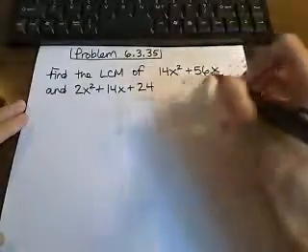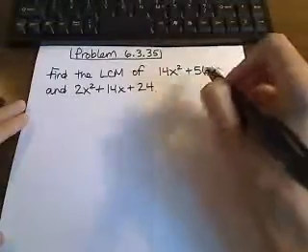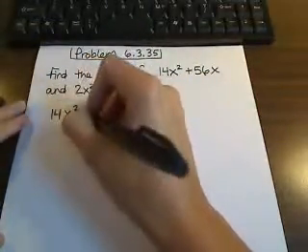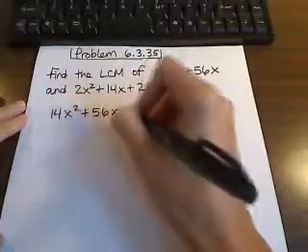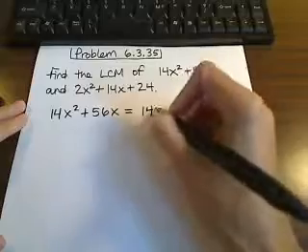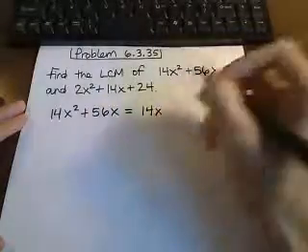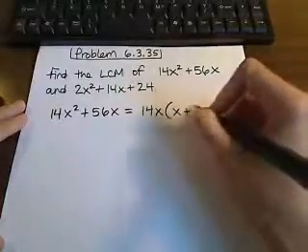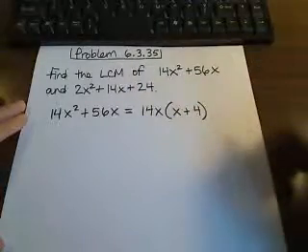Okay, so let's start in with this 14x squared plus 56x. There is a greatest common factor in the problem, so let's go ahead and pull that out. There's a 14 and also an x. And when we pull that out, we're going to be left with x and then plus 4 on the inside.